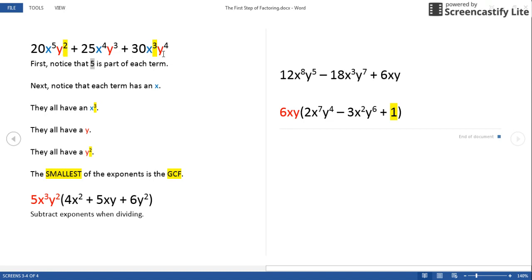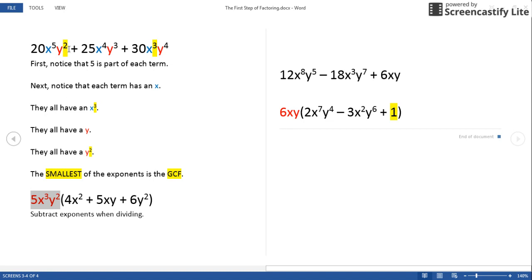Notice that everybody here has a y as well. They all have at least a y squared. They don't all have a y cubed or a y to the fourth. So looks like y squared will be part of our greatest common factor. Now think about what we've said with those variables. It's actually the smallest of the exponents that serves to be our greatest common factor. The smallest of the x's was x cubed. The smallest of the y's was y squared. While it sounds strange to say it, the smallest of the exponents is the greatest common factor. So our common term then would be 5x cubed y squared.